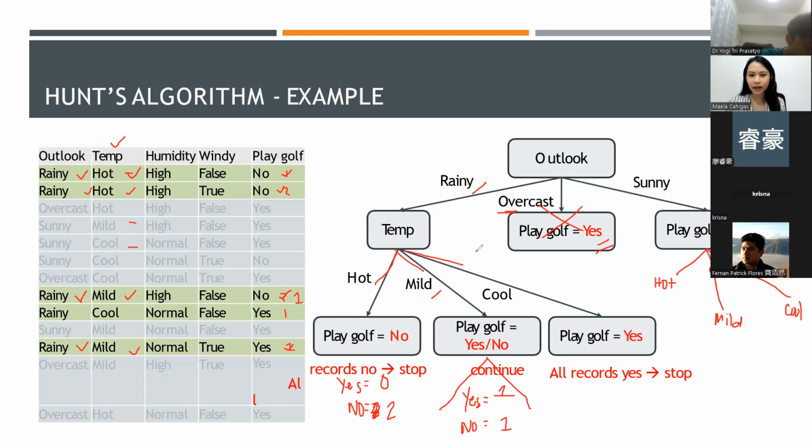And lastly, we have rainy and cool. So this is the last one, rainy and cool. Then we only have one. So since we only have one yes and zero no, we don't need to branch out this part.